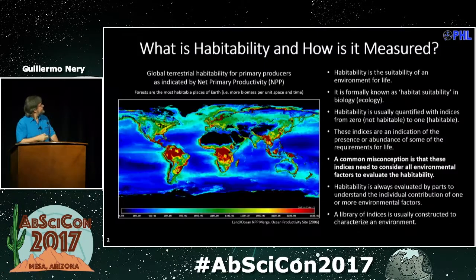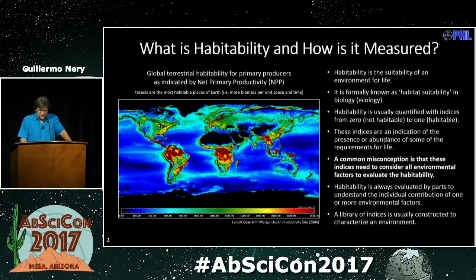Okay, so what is habitability and how is it measured? If we look at the map, you can see that we have global terrestrial habitability for primary producers as indicated by the net primary productivity. And if you look at the equator, you can see that the most productive areas or the most habitable areas are where we have forests.